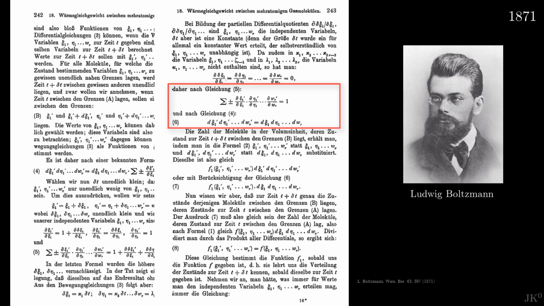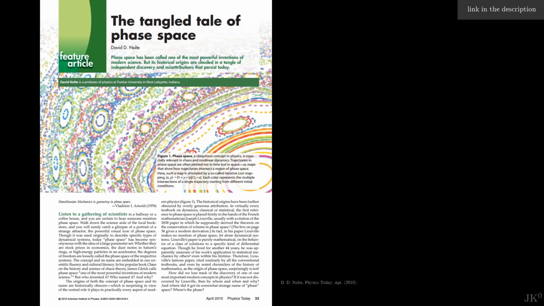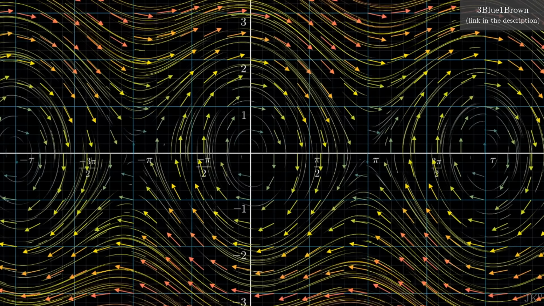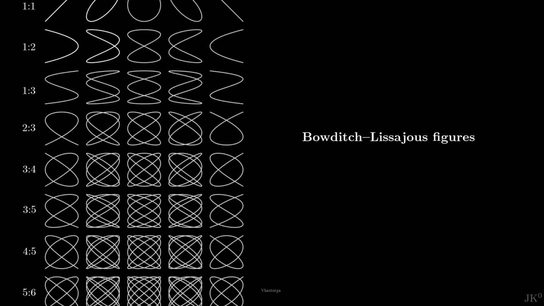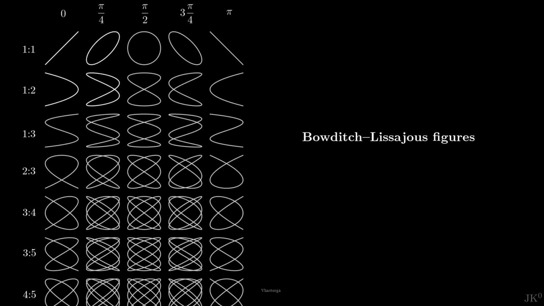He independently rediscovered this fundamental theorem and published it in 1871. In a follow-up paper, Boltzmann cited Jacobi. At this point in history, the mathematical derivation of the theorem was completed, but the name phase space did not exist yet. As David Nolte describes in this great article, it was in his follow-up paper where Boltzmann makes the analogy of the fluid-like paths in this abstract space and the so-called Bowditch-Lissajous figures, which are two-dimensional patterns that emerge when plotting two harmonic time series against each other.